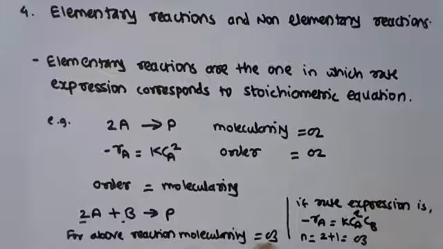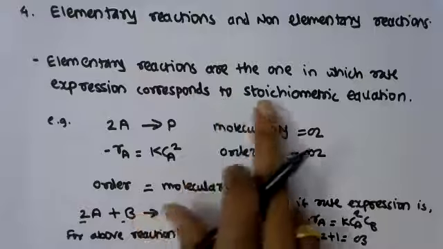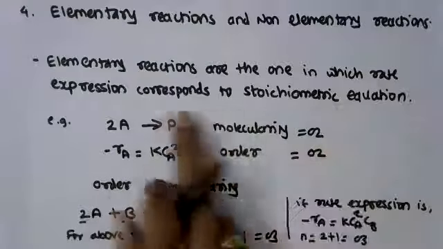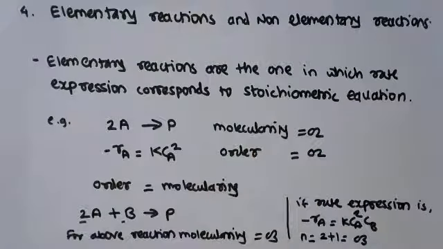So molecularity of reaction is equal to 3, order of reaction is equal to 3, and therefore the reaction in which order of reaction and molecularity are the same, or the reaction where the rate expression corresponds to the stoichiometric equation, is known as elementary reaction. Now we will see some examples of elementary and non-elementary reactions.